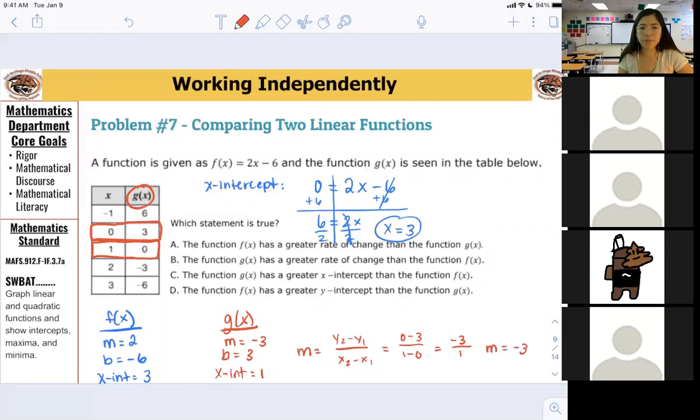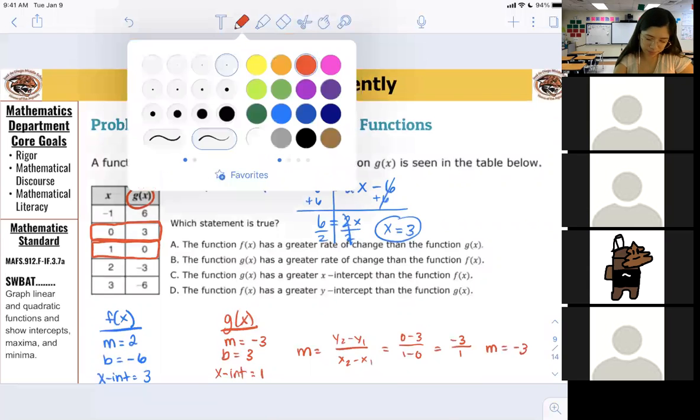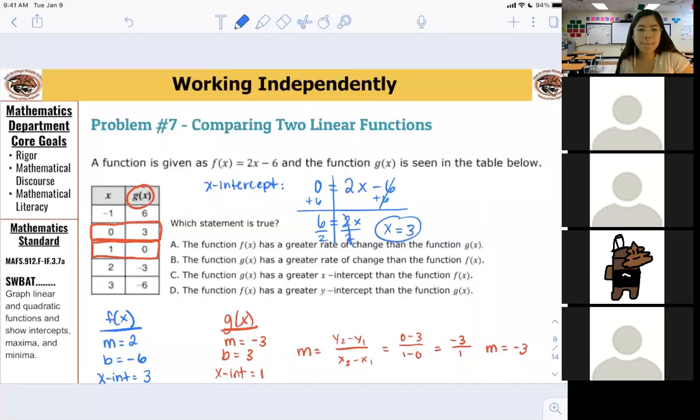Now let's compare. Comparing, which one has the larger slope or the greater slope? F of x. Okay, and why do you say f of x? Negative 3 is not greater than 2. Right, so negative 3 is a smaller number than positive 2, right? However, does anyone remember a little trick that needs to be considered?